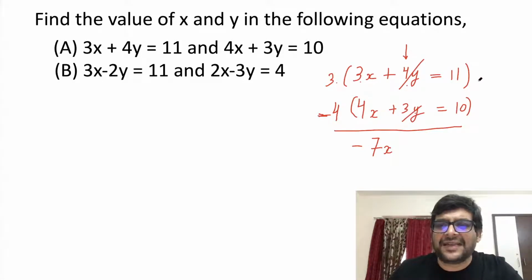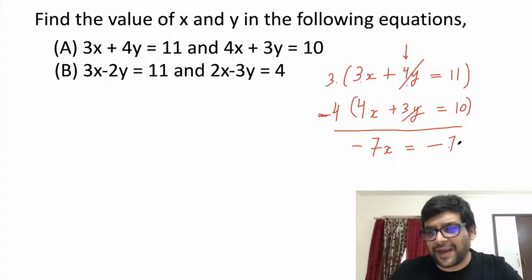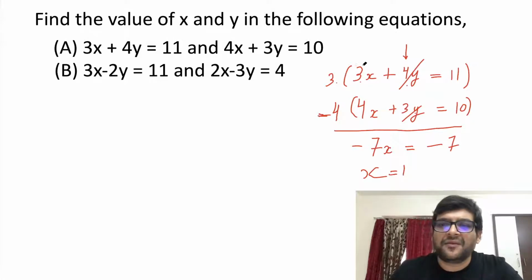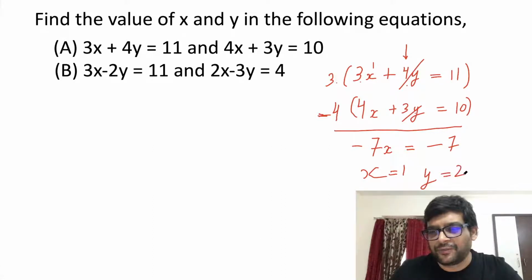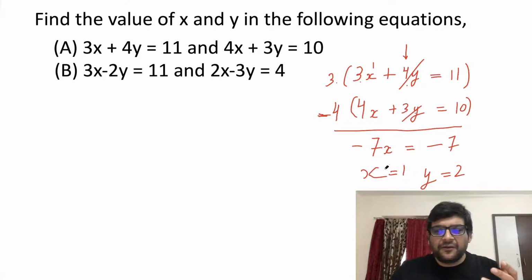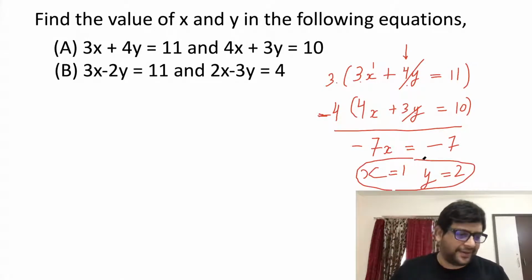And then I will have 3 into 11 is 33, and minus 4 into 10 will be minus 40. 33 minus 40 will give me the value as minus 7, which gives me the value of x as 1. Once I put x as 1 here, this is 3 into 1, 3 plus 4y is 11. So 4y is 11 minus 3, or 8, or I get the value of y as 2. So that's effectively the values for x and y that I will get from the first equation.